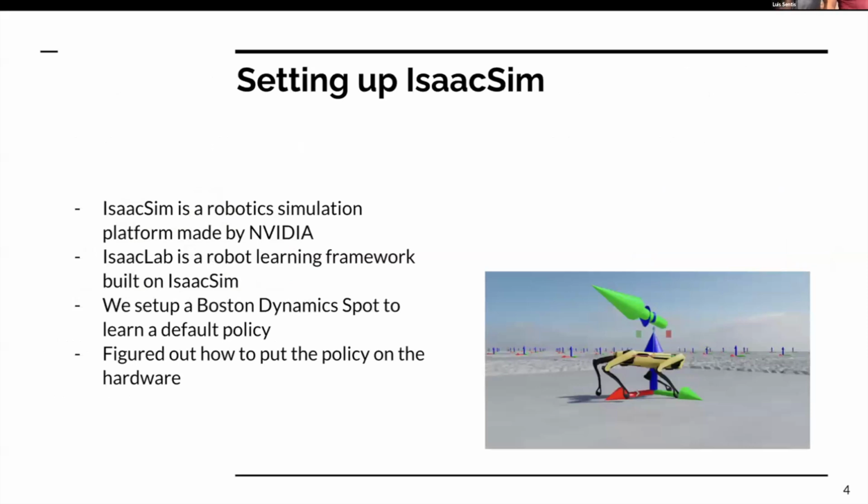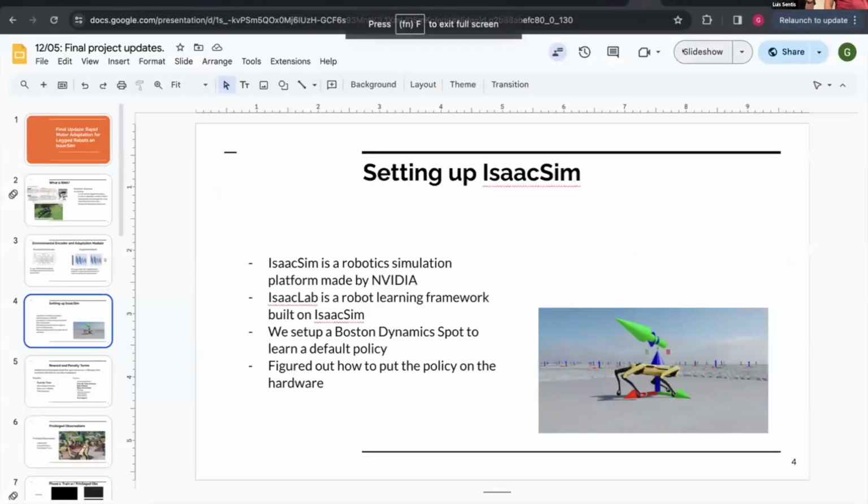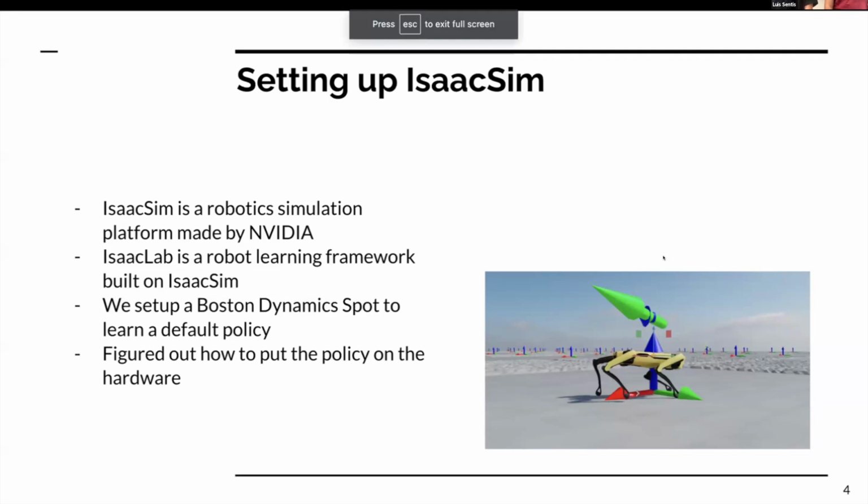Cool. So the way we started with this is first we set up Isaac Sim. That took some time, and basically Isaac Sim is a robot simulator made by NVIDIA, which is helpful for robot learning. You can set it up to do robot learning using Isaac Lab, which is built on top of Isaac Sim. And we set up a Boston Dynamics Spot, the yellow robot dog, in the simulator. And then just got it to work with the default RL policy. And then we also figured out how to put the policy on hardware just to test out that we could.